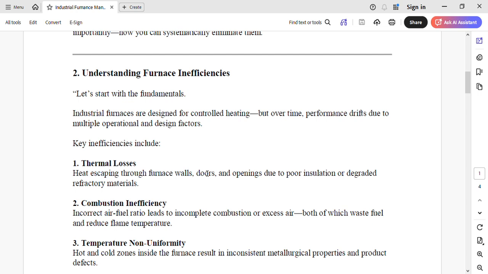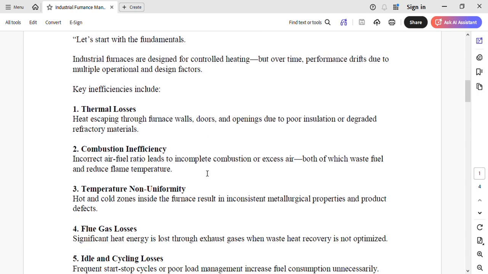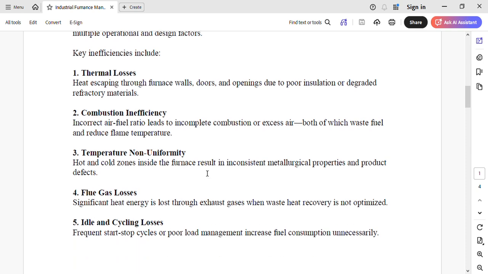Incorrect air fuel ratio leads to incomplete combustion or excess air, both of which waste fuel and reduce flame temperature. Third, temperature non-uniformity. Hot and cold zones inside the furnace result in inconsistent metallurgical properties and product defects. Fourth, flue gas losses. Significant heat energy is lost through exhaust gases when waste heat recovery is not optimized.